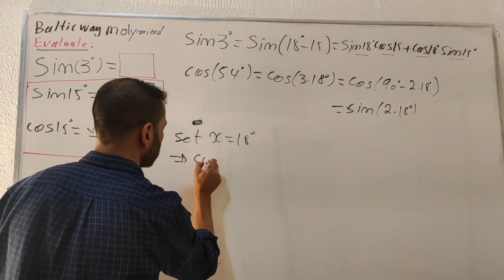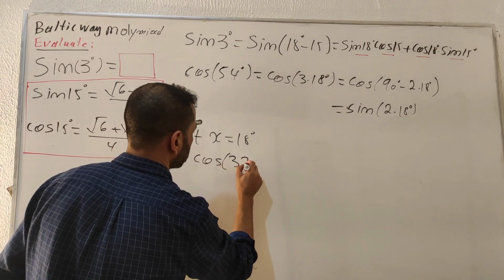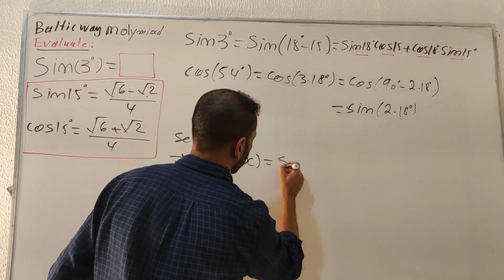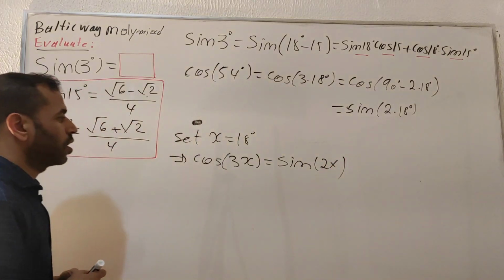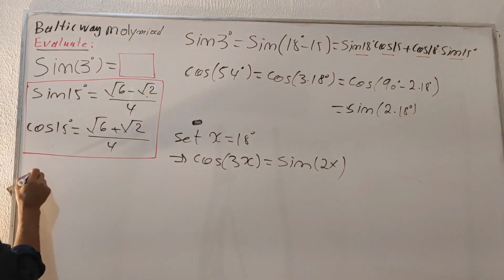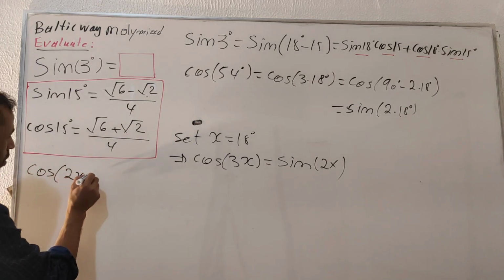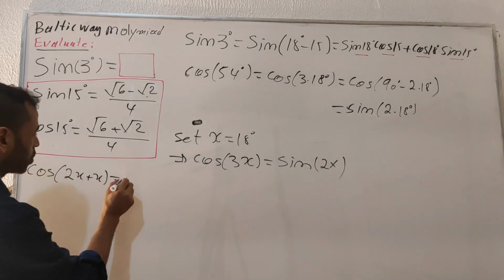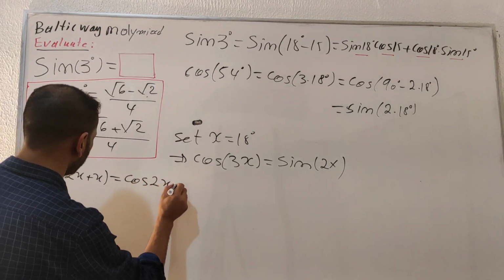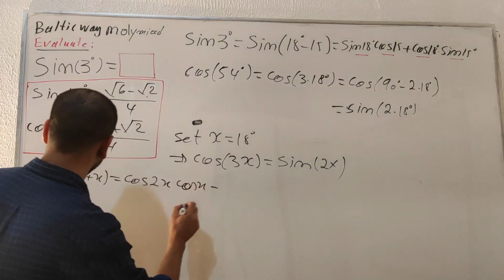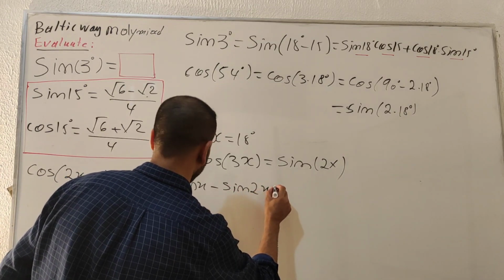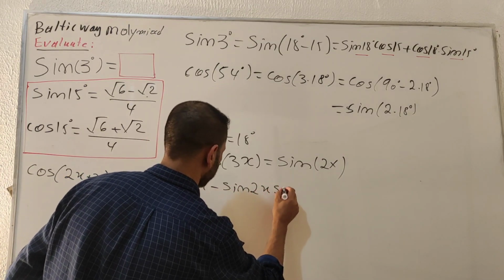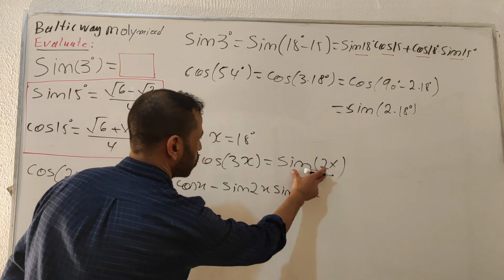So I will have a nice formula here. I get cosine of 3x equals sine of 2x. Okay, let's expand this expression. We know cosine of 3x is the same as cosine of 2x plus x, which equals cosine of 2x multiplied by cosine x minus sine of 2x multiplied by sine x.